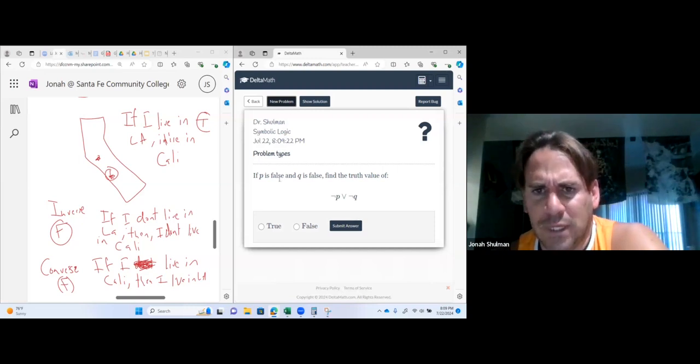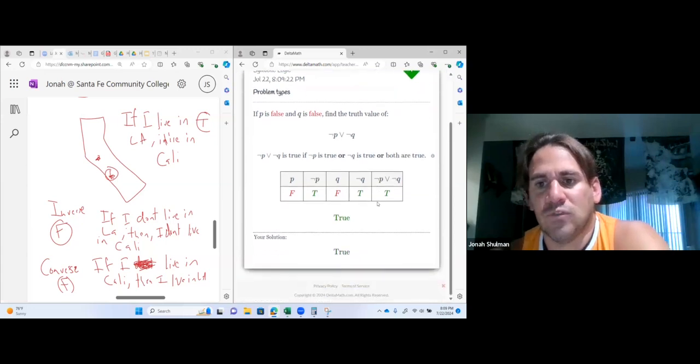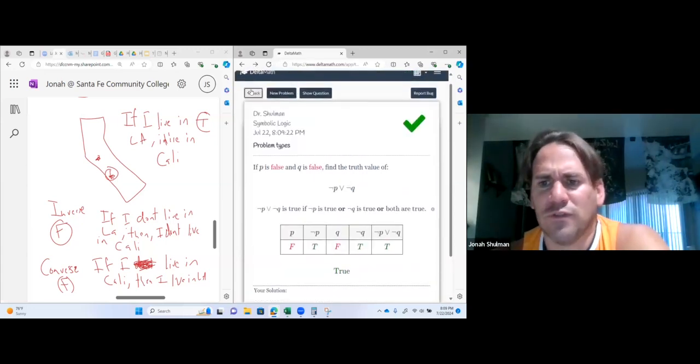So P is false and Q is false. This is false, but with the minus, this is not. So not false is true, or not false is true. So both of them are true. Sweet. So you can try these. They're really fun for students.